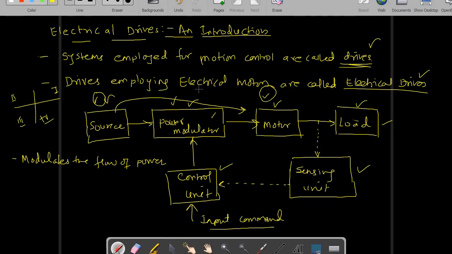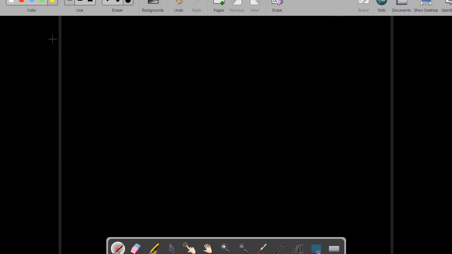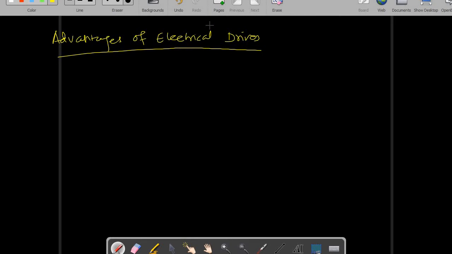Moving ahead, our next topic of discussion is advantages of electrical drives. What are the advantages compared to mechanical drives and hydraulic drives? Electrical drives are widely used because of some advantages that we will be discussing in this part. So the first one is that they have flexible control characteristics.